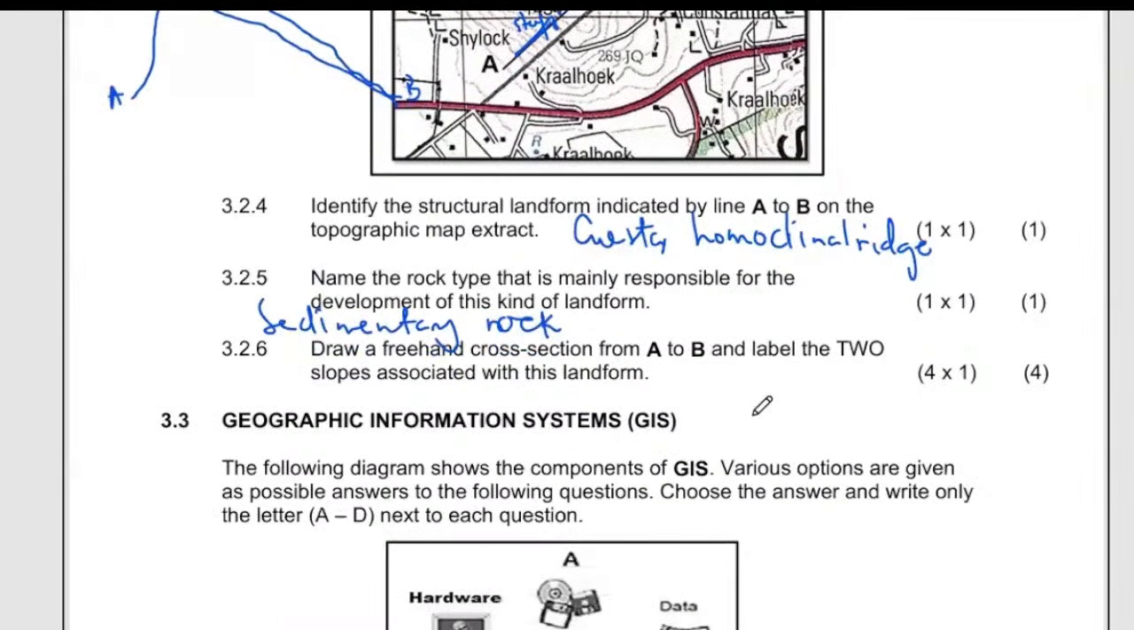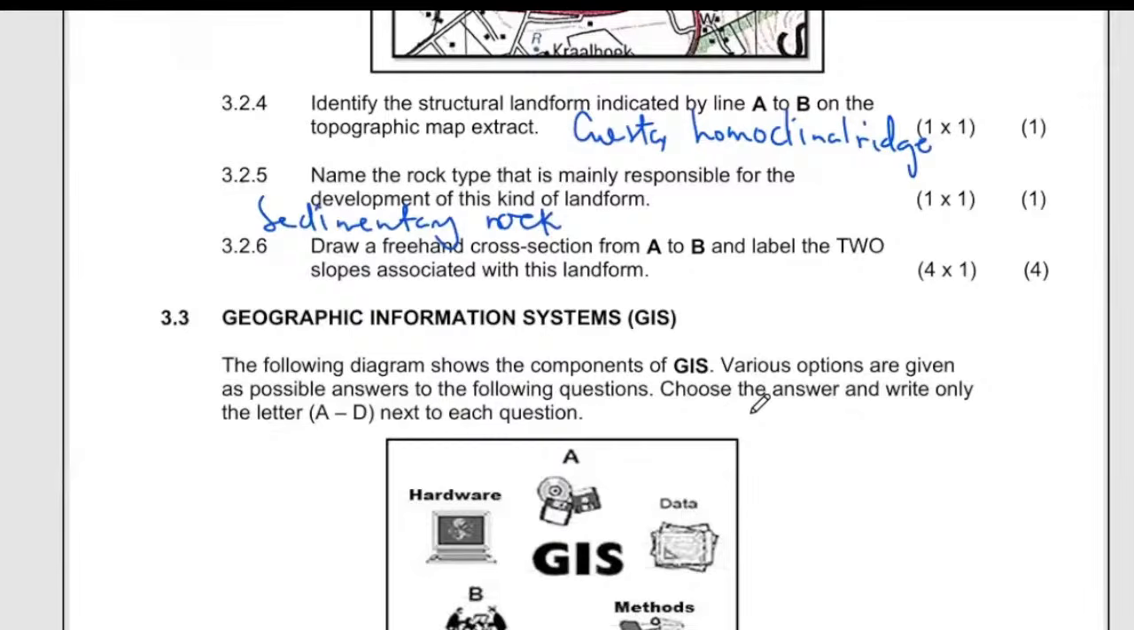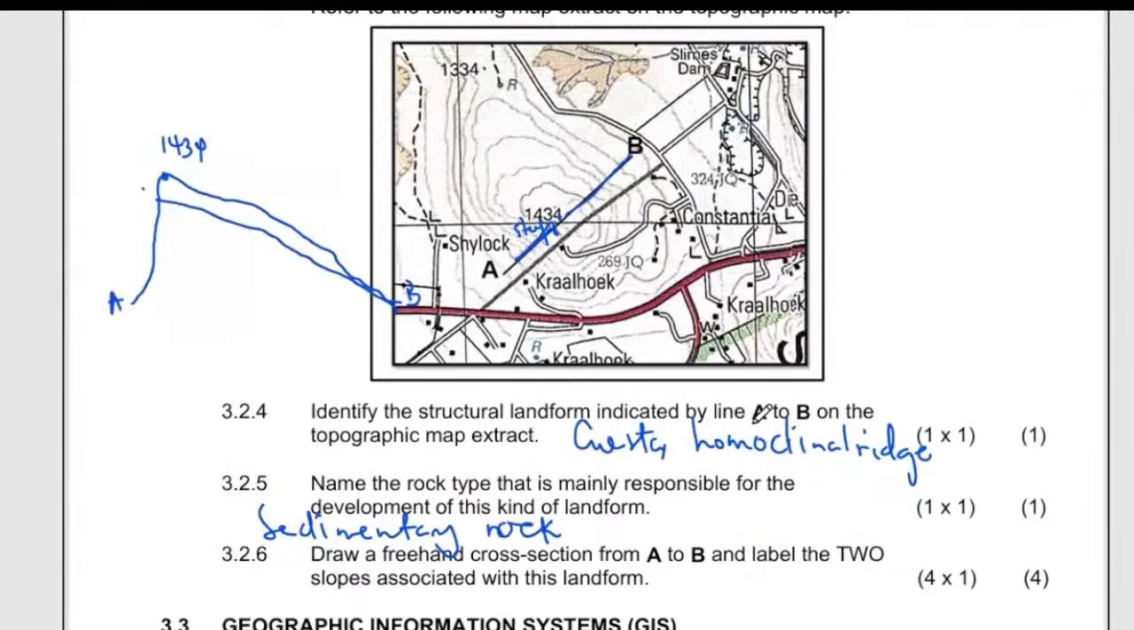Right. Draw a freehand cross section from A to B and label the slopes. I think we've already done that. The slopes that we only need to label here: we need to label the scarp on this side, and you need to label the dip slope.